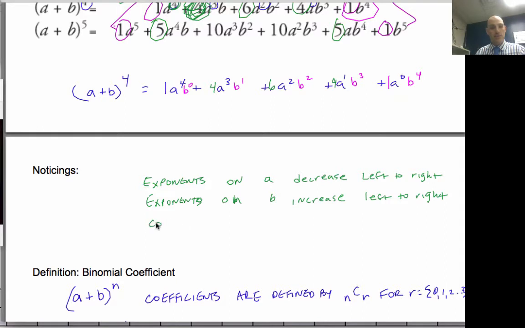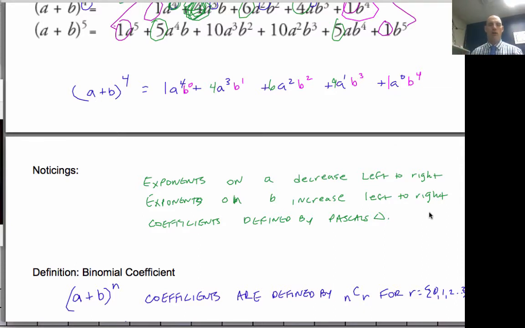And my coefficients are defined by Pascal's triangle. My line of Pascal's triangle is defined by the exponent. So if my exponent is 4, it would be the fifth line.